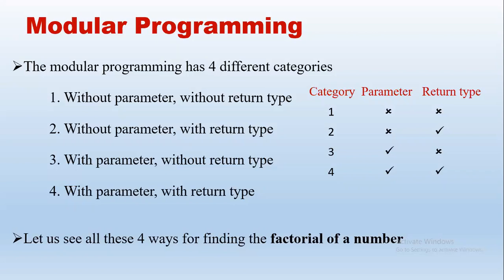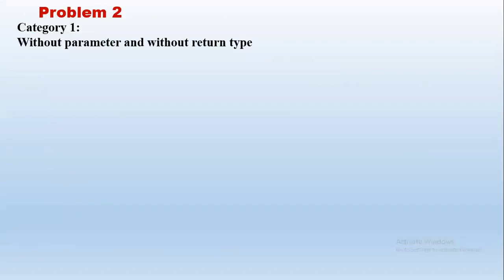Right? So problem 2 in lab sheet 4 is with the first category, which is without parameter and without return type. So in this case, we have the logic, like we want to find 5 factorial. So we know 5 factorial means 5 into 4 into 3 into 2 into 1, that is 120. Right? How do we trace? We have traced this also previously. So we are going to multiply one by one.